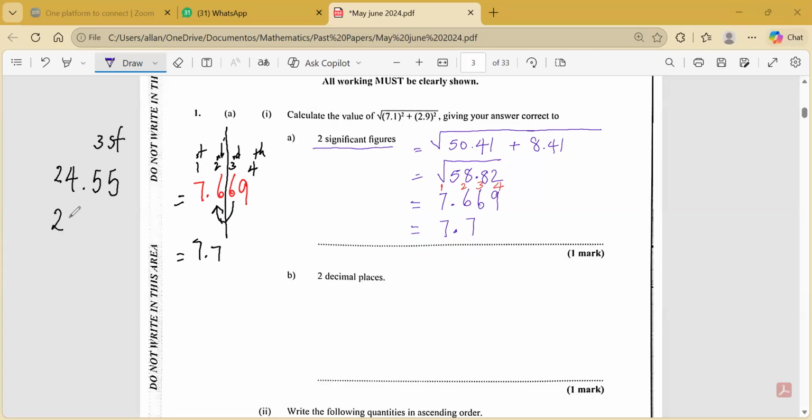So it's 24.6. So when we're talking about significant figures, we are looking at all the numbers. All right, people. So let's move on. So you all understand. All right, Antonio, correct.